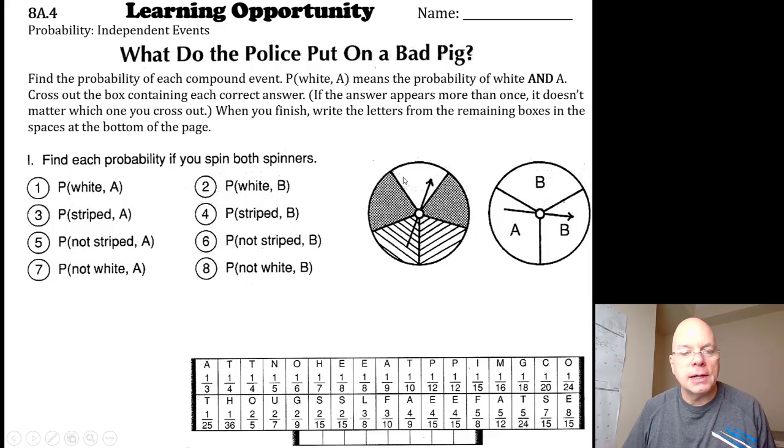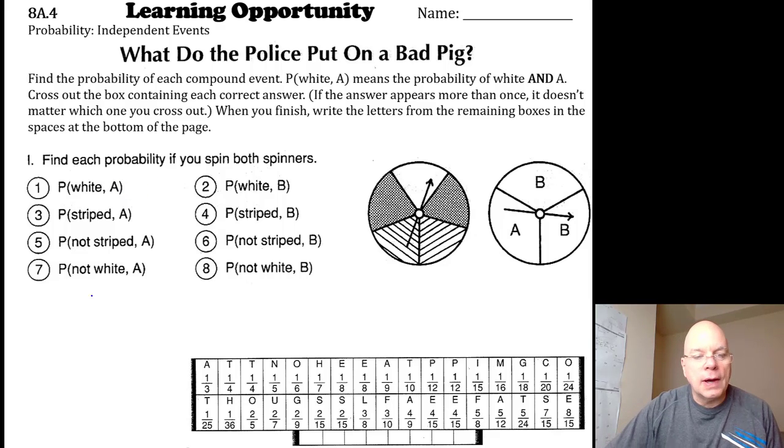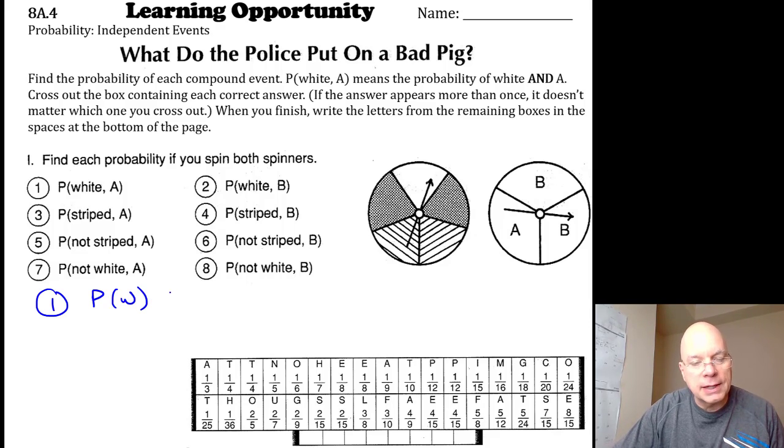When you go to do the learning opportunity tonight, I think it's pretty straightforward. There's just a couple of things I want you to understand about the graphics and different things like that. First of all, there's no room to work here. So ideally, you would on scratch paper do problem 1 and realize it's probability of spinning white on the first spinner multiplied by probability of spinning A on the second spinner.